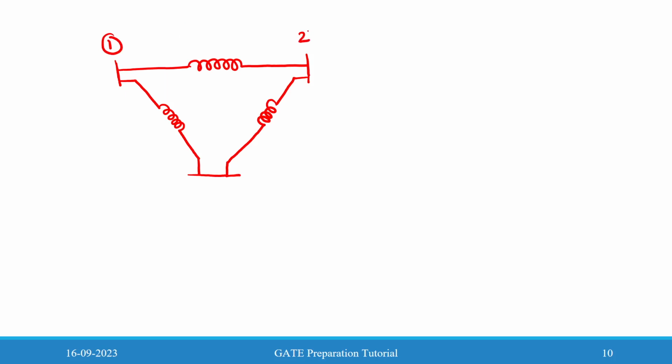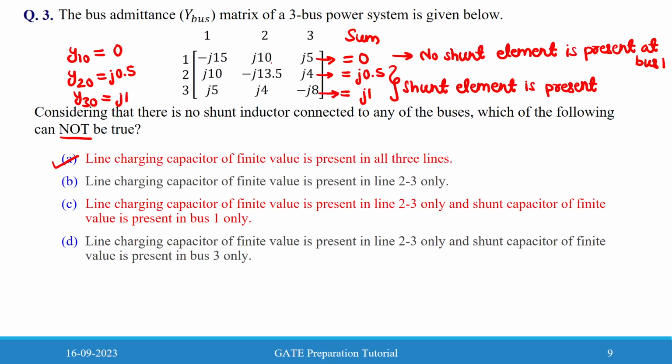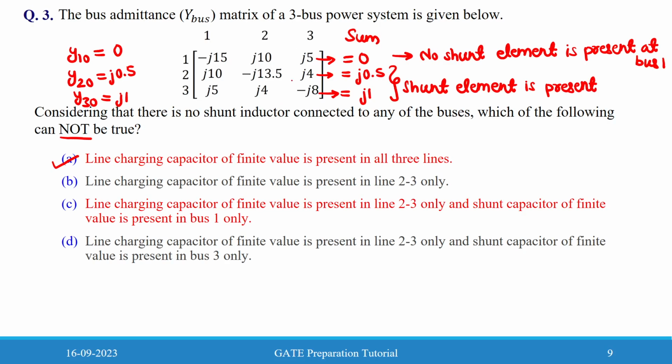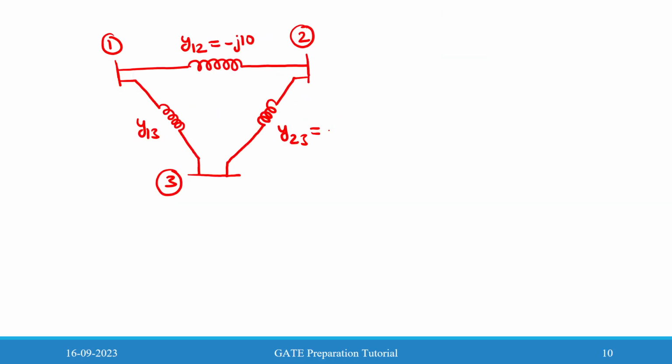Bus 1, bus 2, bus 3. So what is the y12 value? From the Y bus, we can say that the entry is j10. So the negative of this value will come as y12. So y12 will be minus j10. Similarly, y23 will be the negative of the entry. y23 will be j4, correct? So it will be minus j4, and y13 will be j5, so it will be minus j5.